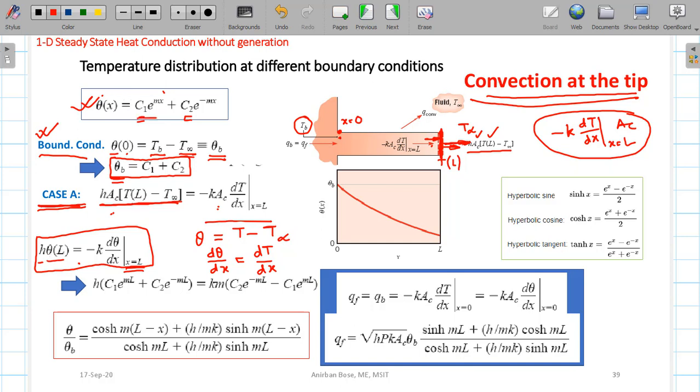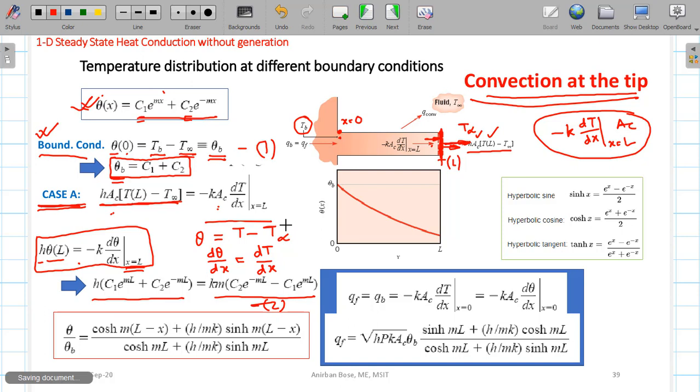This is, remember, the expression of theta. So put x is equal to L here, and that will give you the left hand side, and if you differentiate this expression and then put x is equal to L, that will give you this result. So this is basically the second equation you are getting. This is the second equation. Here is the first equation.